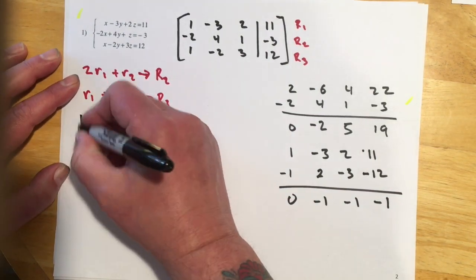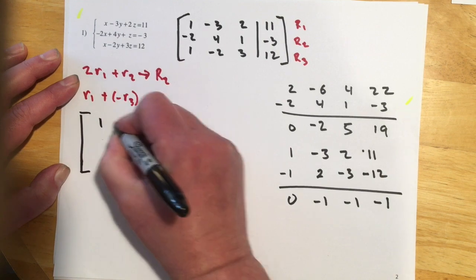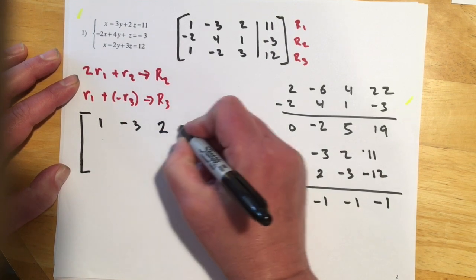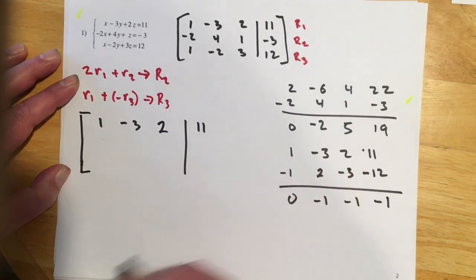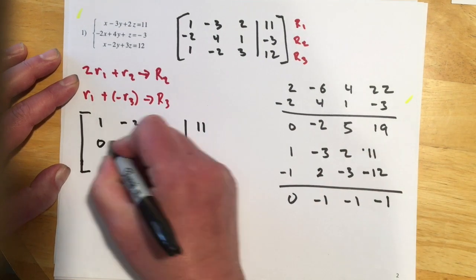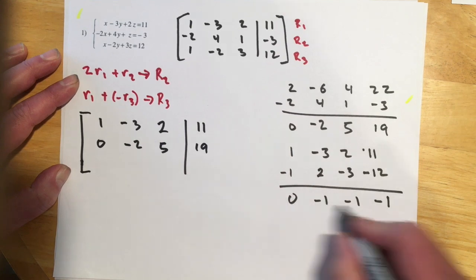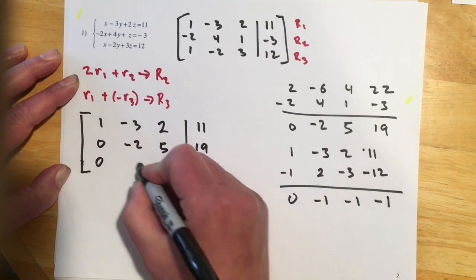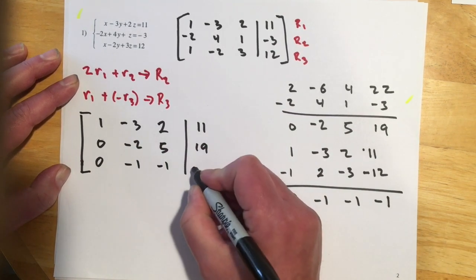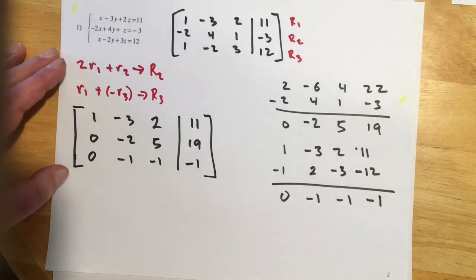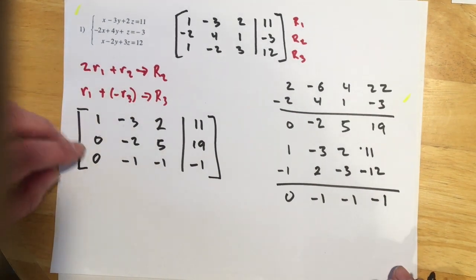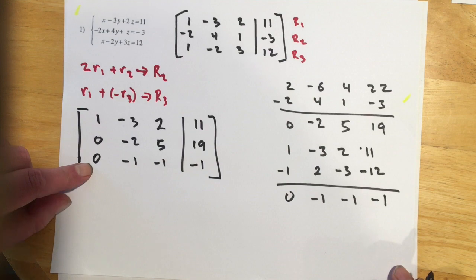So now I'll rewrite the matrix so I can see what I got. So 1, negative 3, 2, 11. And then there's my new row 2, 0, negative 2, 5, and 19. And here's my new row 3, 0, negative 1, negative 1, negative 1. And so now we got our 1 and a couple zeros here.